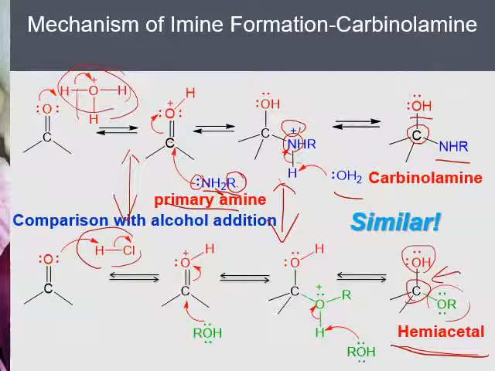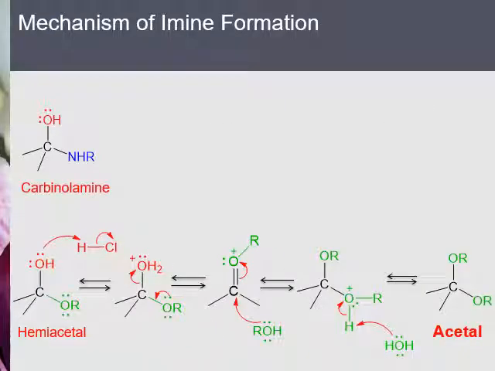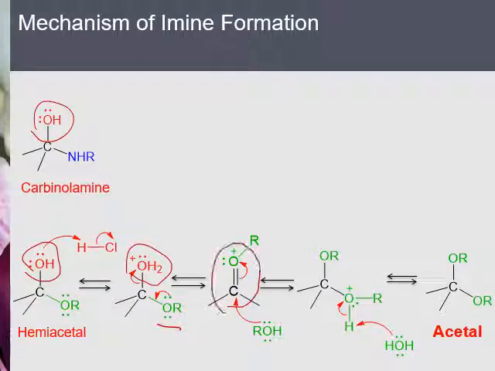Hemiacetal is an intermediate towards acetal. Similarly, carbinolamine is an intermediate towards the final product of imine. Okay, so up to this carbinolamine, the mechanism is the same as the formation of hemiacetal. After carbinolamine is formed, the next step is to protonate this hydroxy group, just like hemiacetal, where the hydroxy group is protonated to form a good leaving group, water. Water leaves, which is assisted by oxygen to form a C=O double bond.